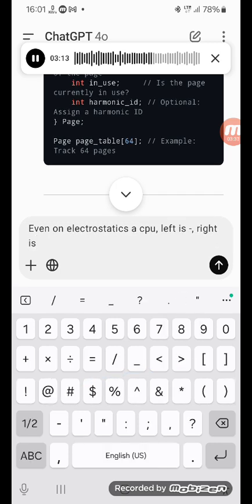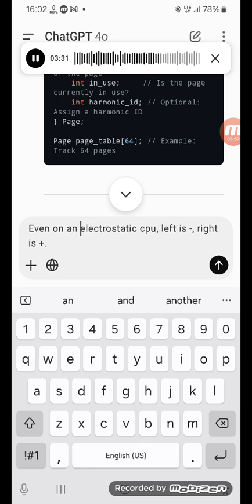Allocation example, in C: void allocate_harmonic_page(int harmonic_id), for (int i = 0; i < 64; i++), if not page_table[i].in_use, allocate the page using mmap: page_table[i].address = mmap(NULL, PAGE_SIZE, PROT_READ | PROT_WRITE, MAP_PRIVATE | MAP_ANONYMOUS, -1, 0). If page_table[i].address is not MAP_FAILED, page_table[i].harmonic_id = harmonic_id. Print allocated page %d for harmonic ID %d. Otherwise, print no free pages available.